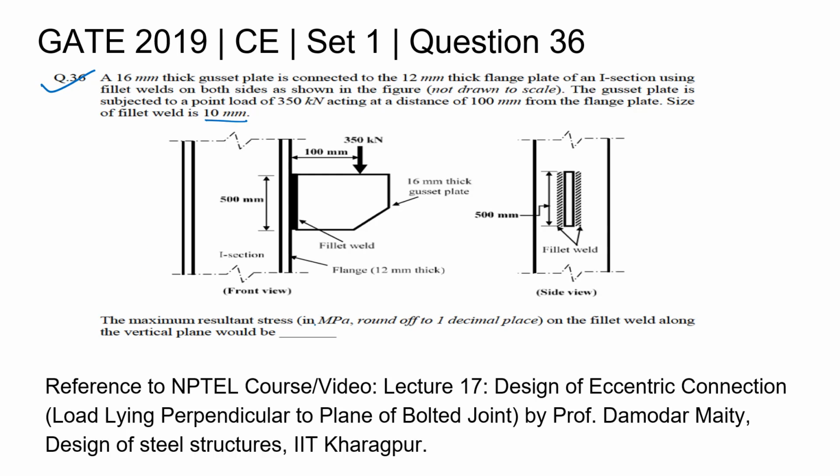The maximum resultant stress in megapascal, rounded off to 1 decimal place, on the fillet weld along the vertical plane would be. Reference to the relevant NPTEL courses or video has been cited.